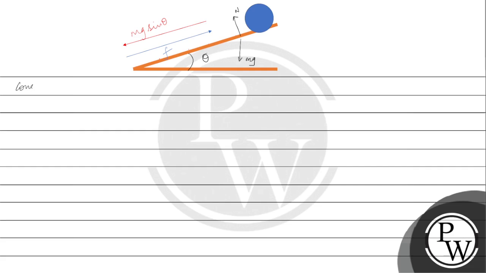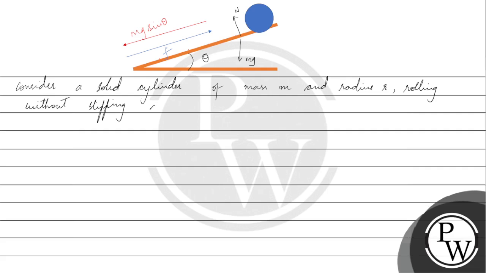So consider a solid cylinder of mass m and radius r rolling without slipping down an incline which makes an angle theta with the horizontal.